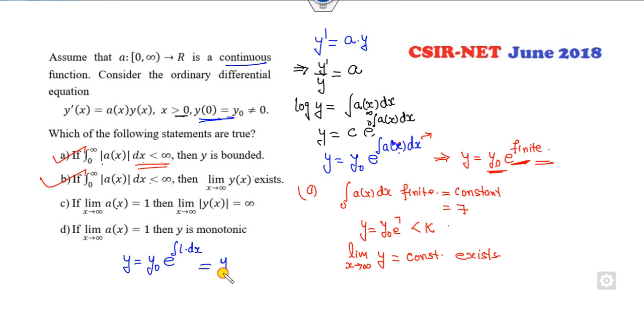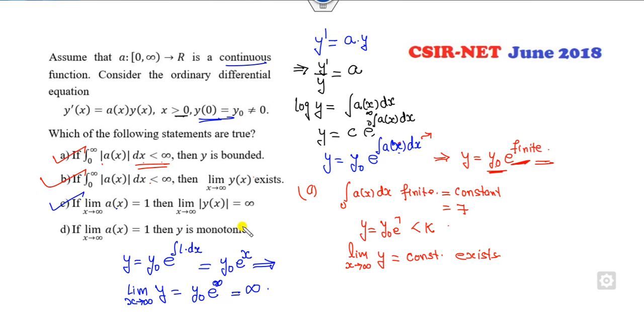So this is y0 e raised to power x. Then the limit as x approaches infinity of y, what is that? It's y0 e raised to power infinity, it is infinity. So this option is also a correct option. If the limit is 1, again this option is correct.